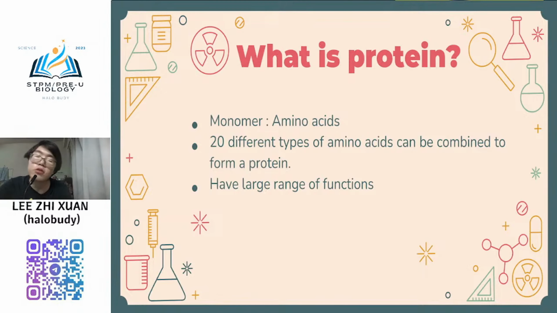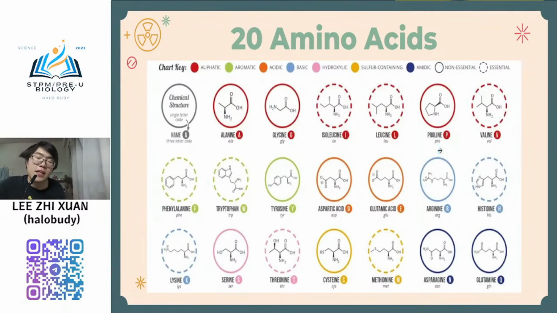Protein also acts as a hormone. So the function of the protein is very large. That is why protein is very important, one of the components very important to the body. Okay, so this one is all the 20 types of amino acid that you need to know.